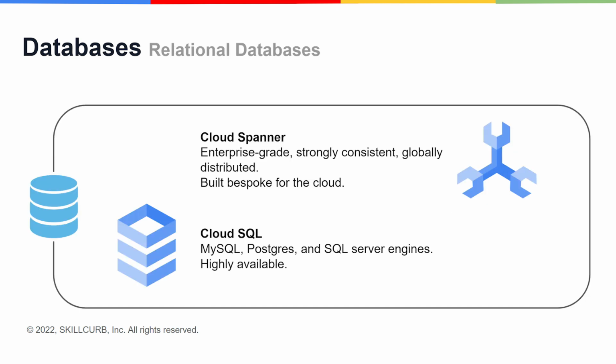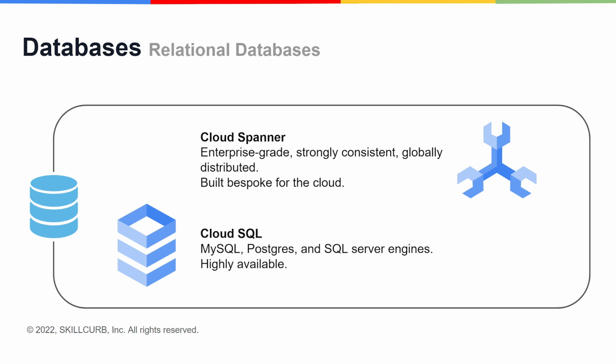When it comes to relational databases in GCP, you have Cloud SQL and Cloud Spanner. Let's look at the Cloud SQL first. Cloud SQL is a highly available database that provides MySQL, Postgres, and SQL Server engines. The processes of backing up, replication, capacity increasing, and encryption are basically automated. This ensures that you have an availability of greater than 99.95%.